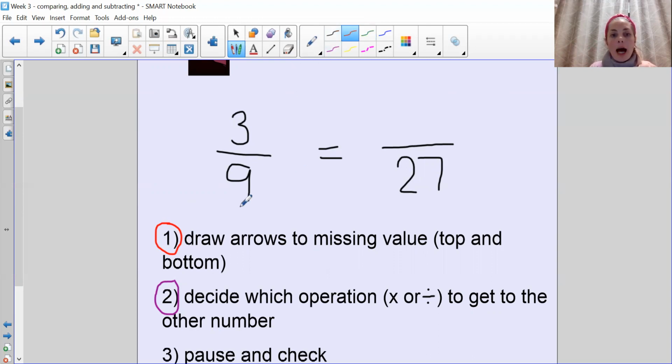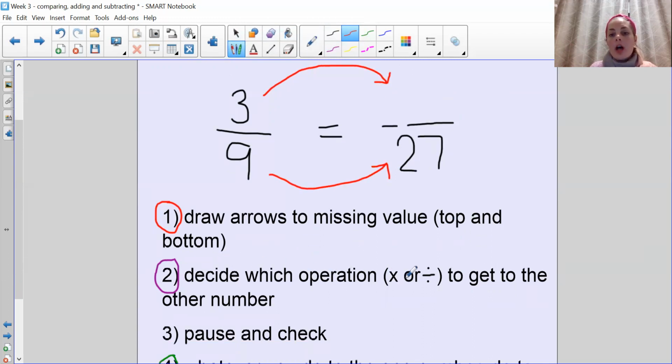Right, so I'm first going to draw the arrows to the missing value. Here is my missing value, okay? There's nothing there, so I'm going to draw my arrows to my missing value. So I'm going to point to the missing value, just like a finger, and point to the missing value and to the other value. Okay, so whatever I do to the one number, I do to the other. So it says the top and the bottom.